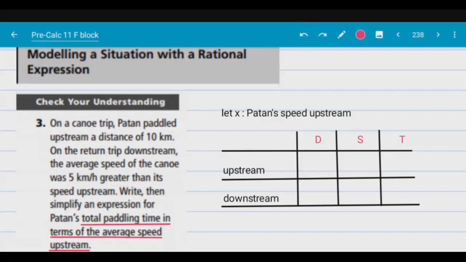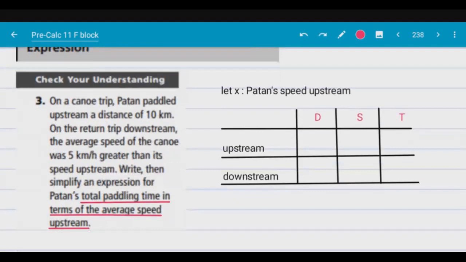So we are to write and then simplify an expression for Patan's total paddling time in terms of the average speed upstream. I didn't really like the way they wrote this, because it's sort of confusing. What it actually says is this: how long was the total time it took for Patan to go upstream and downstream? So like total travel time, if you get what I mean. So the expression we need to come up with is for the time going upstream and downstream.